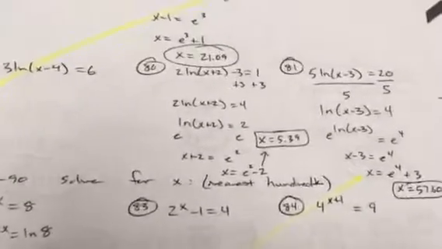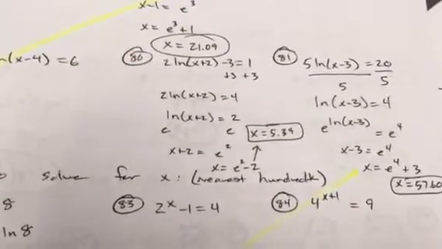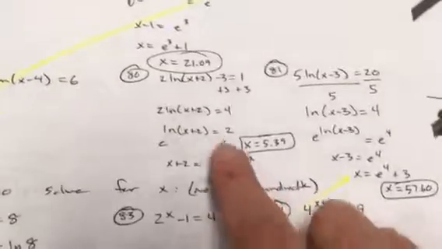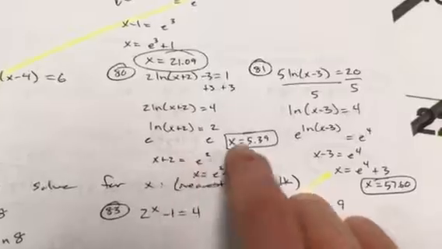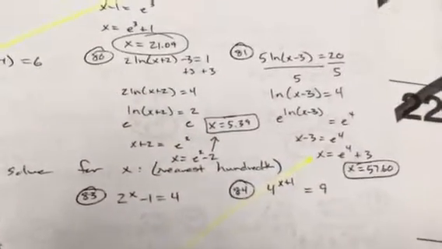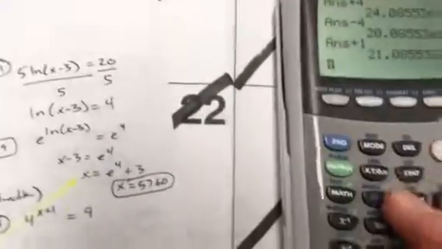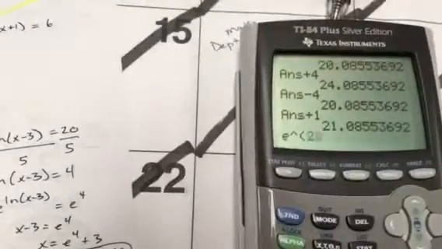All right, on 80, add 3 to both sides first. Then divide by 2. I'm dividing by 2 in this step. Attach e as the base. Then you have x plus 2 is e to the second. All right, so what you're going to do, again, you're going to hit second, hit e, type in a 2, hit enter. That's e to the second.